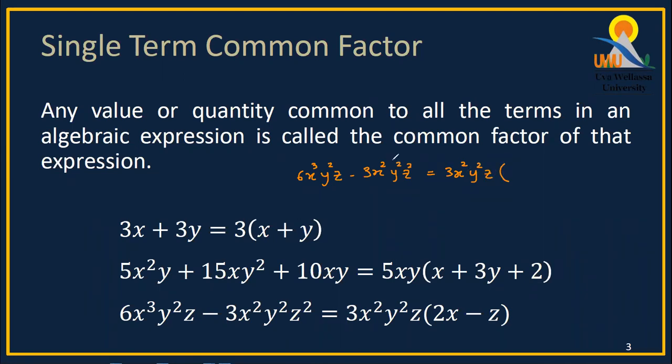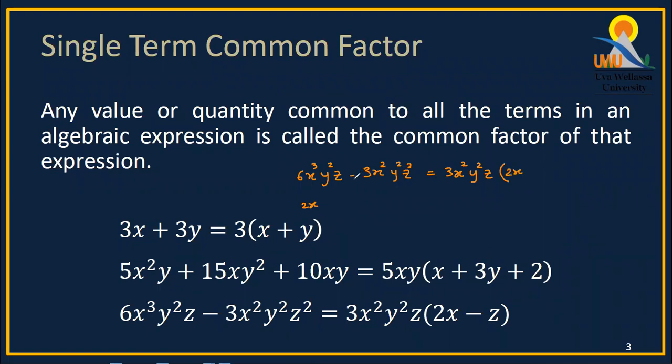Therefore, if you see about these two terms now, you have taken these three out. Therefore, remaining would be 6 divided by 3 is 2. Then among this x cube, you have taken x squared out. Therefore, remaining would be x, y squared has totally taken out, z has totally taken out. Then we can obtain this as it is equal to 2 times x.